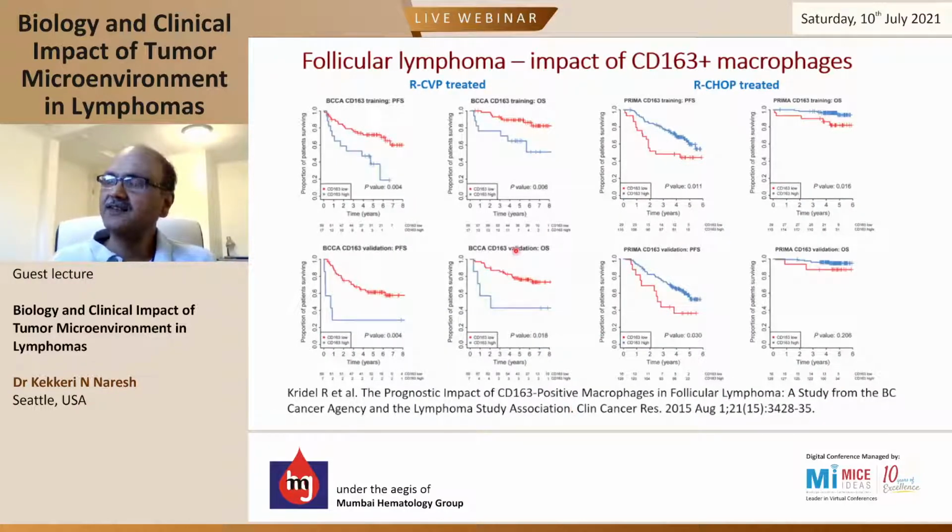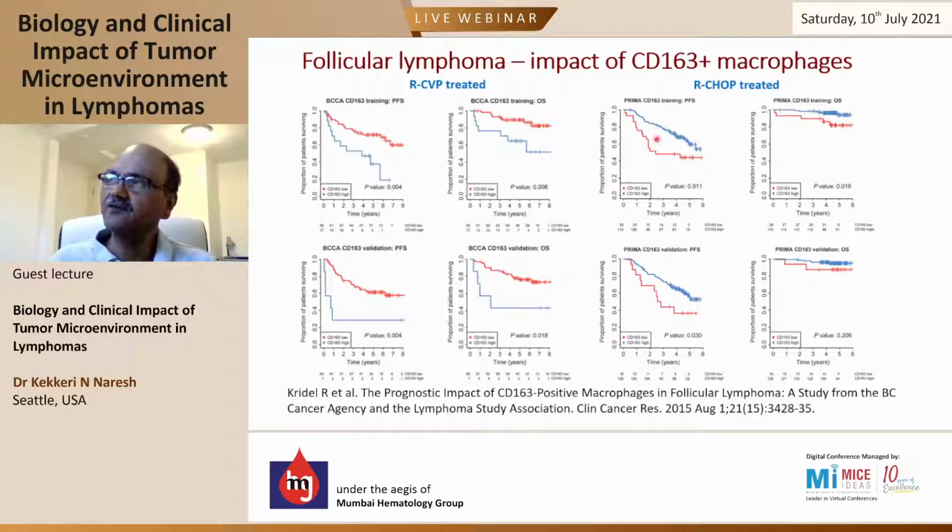Then following this, some of the key molecules from that were picked up by, I think, Randy Gascoigne's group in British Columbia, who looked at the macrophages by CD163. But this was very different. It gave two different messages. In patients who were treated with RCVP, having a high number of macrophages, the blue line here, resulted in a poor outcome, like the prediction from Sandeep Dave's paper.